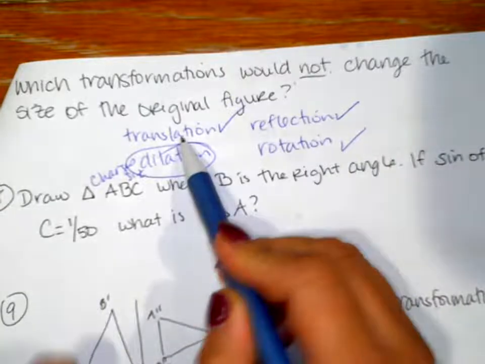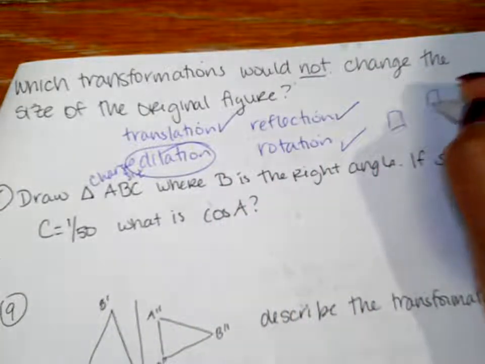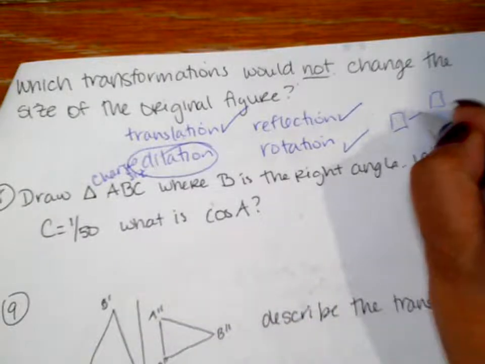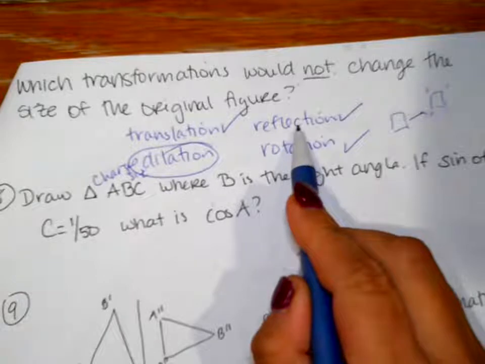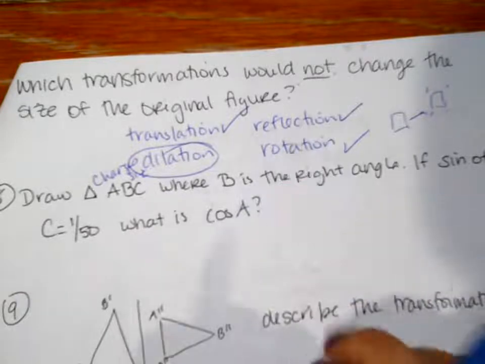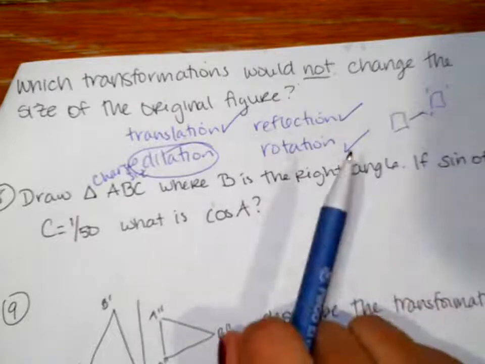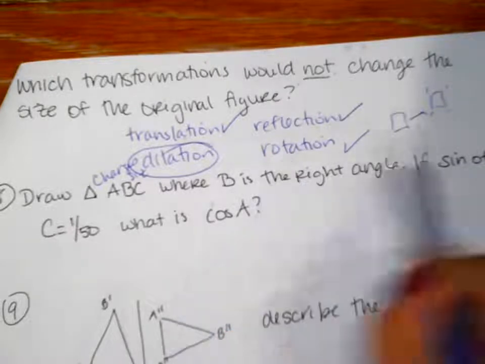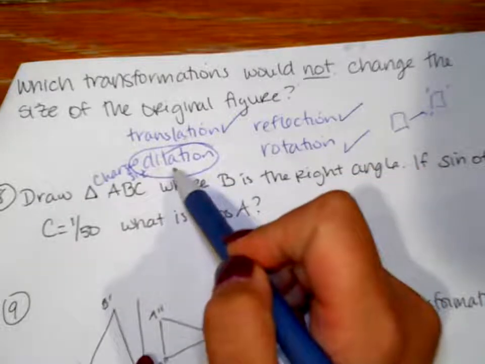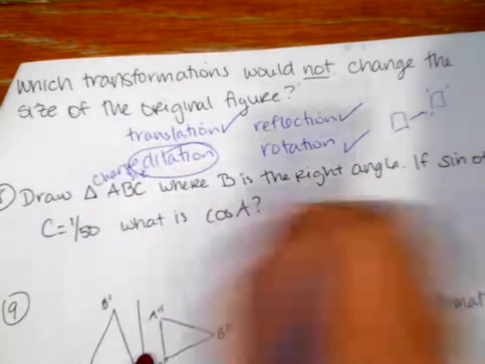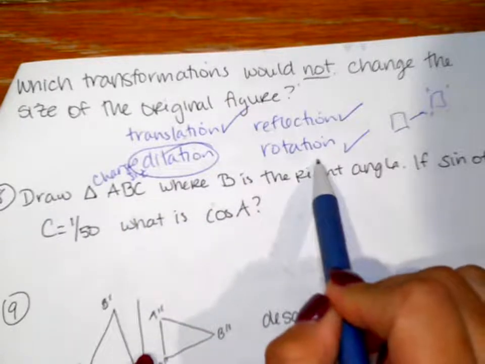Translation, remember, is literally picking it up and moving it from here to here. I just went from there to there. There's my prime. Reflection, you're not making it bigger or smaller. You're going back and forth, no problem. Rotation, same shape, just spinning it around. Dilation is the only one that makes it bigger. So which transformation would not change the size? Any of those 3 are not going to change the size.